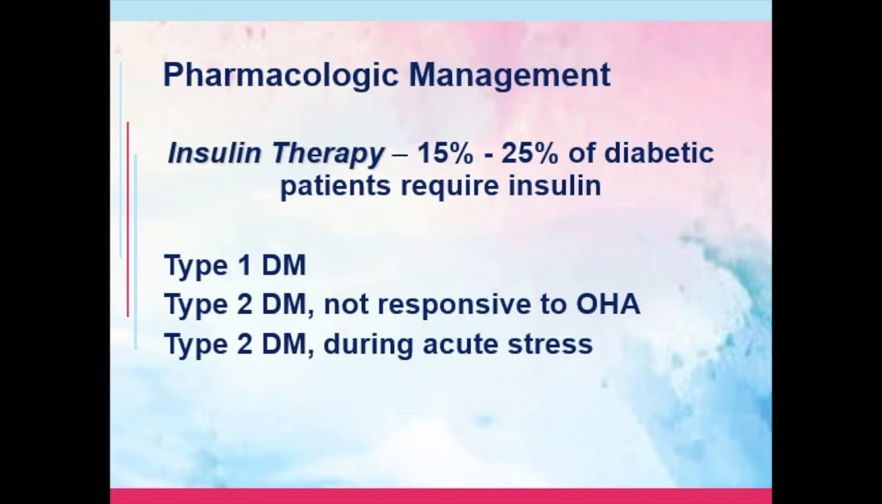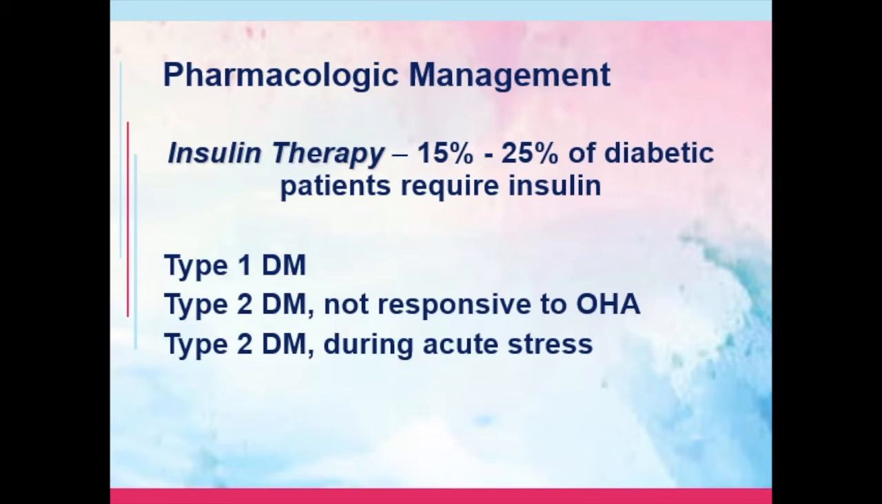Type 1, of course. All of the type 1 patients, as the term implies, insulin-dependent diabetes mellitus, they would need insulin therapy. Type 2 patients who are not responsive to OHA may progress towards insulin therapy. And then your type 2 DM patients also during their acute stress. What do I mean by this? If I have a type 2 DM patient who is admitted, for example, on infection, and the patient's sugar control is not good, insulin may be needed.